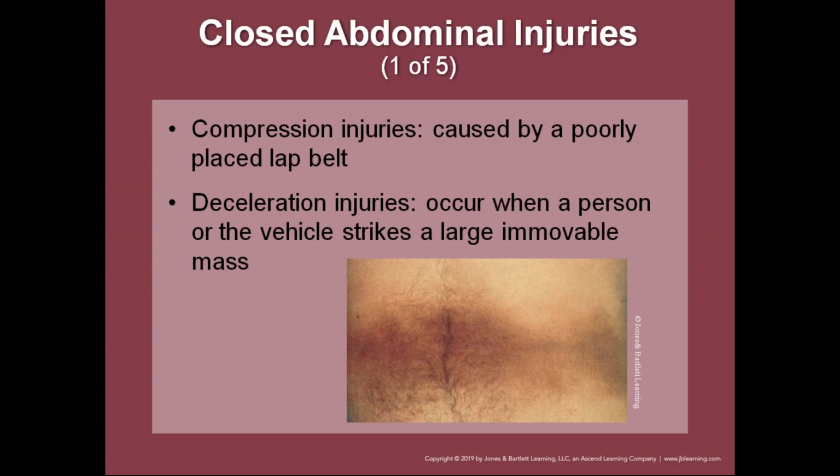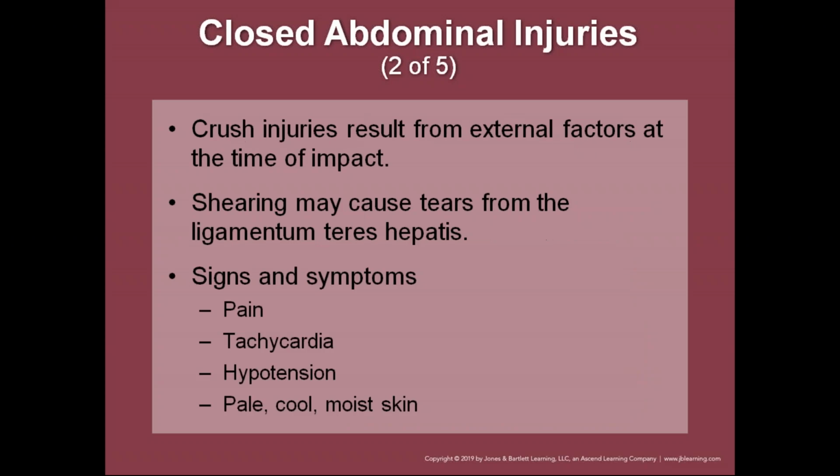Signs and symptoms with this are going to be pain, tachycardia, so they're going to have a rapid heart rate, hypotension, cool, pale, moist skin. So they're going to show signs of shock. Crepitus in the lower rib areas. You'd have the Kehr sign, pain that follows that angle from the lateral part of the hip to the midline of the groin, which can be a result of damage to the kidneys or ureters.